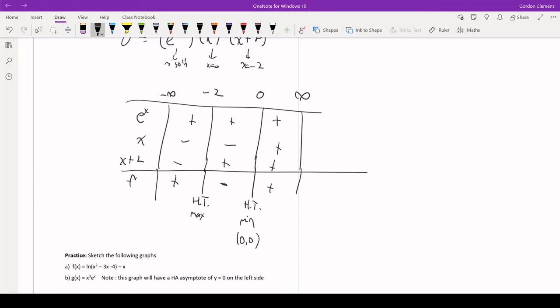0 is the origin, 0, 0, we already found that point. For negative 2, we're going to plug negative 2 in to get our y value, so we'll get negative 2 squared times e to the negative 2.